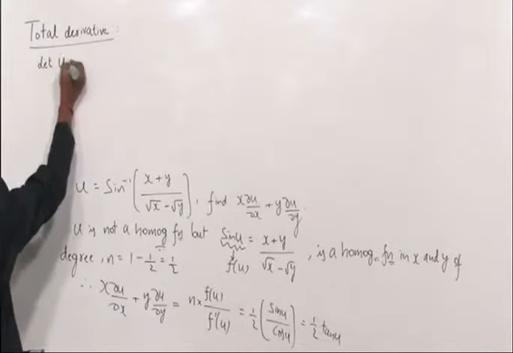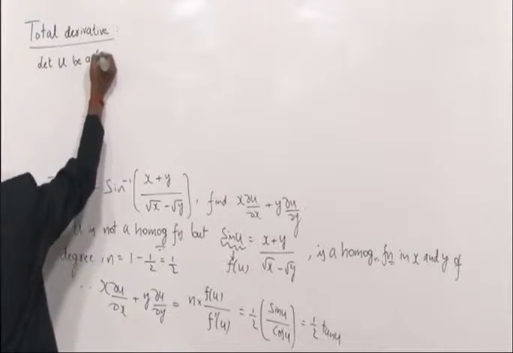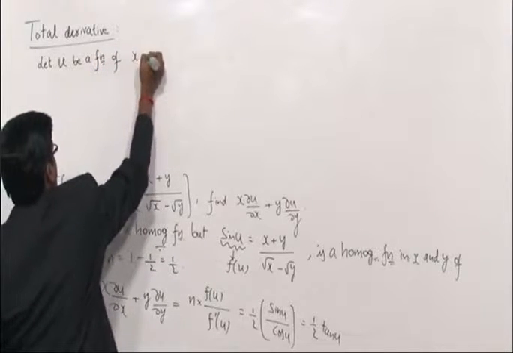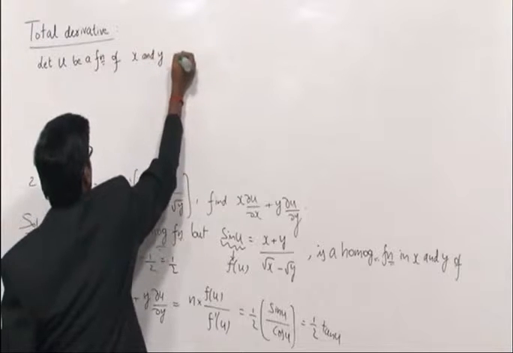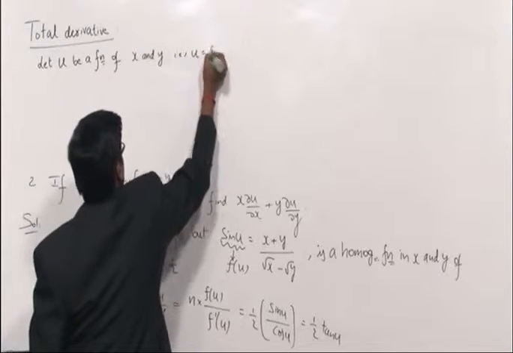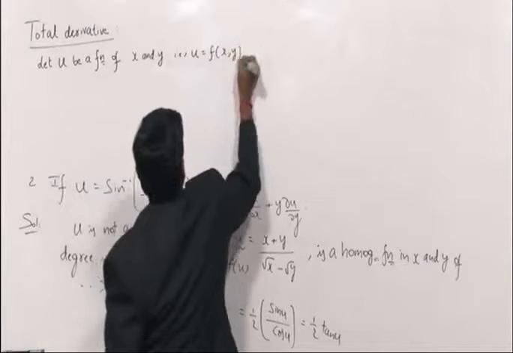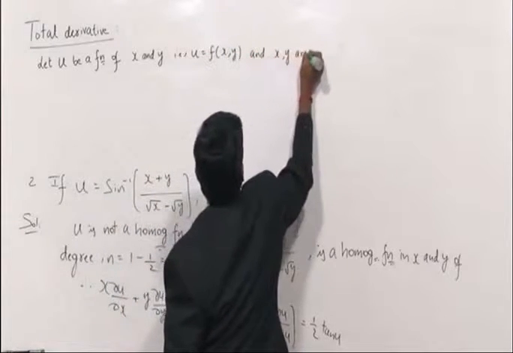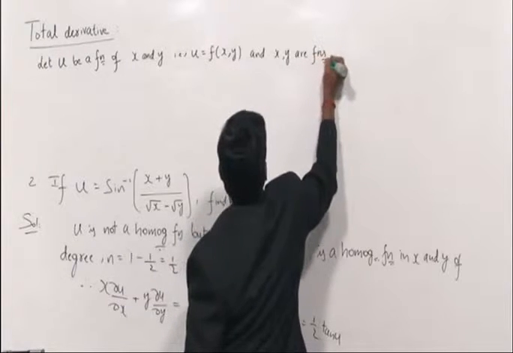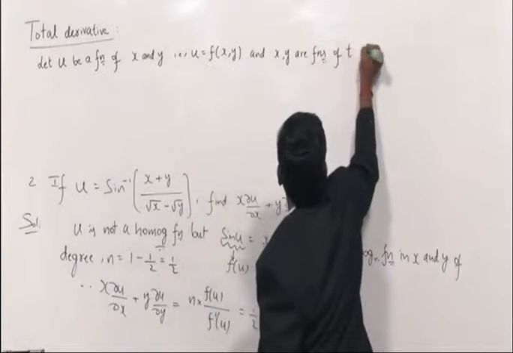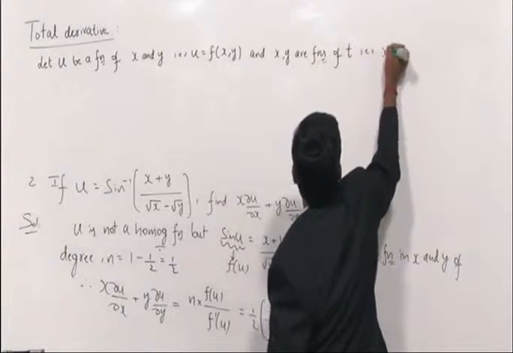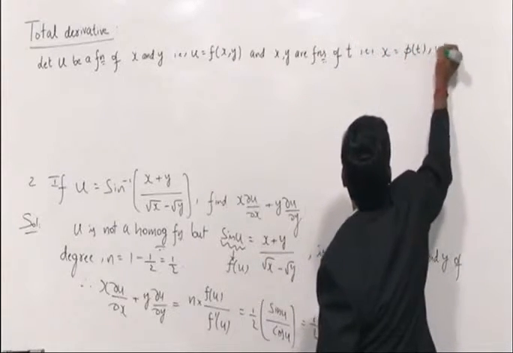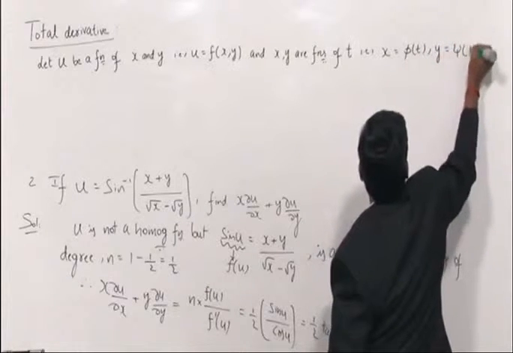Let u be a function of x and y, two independent variables x and y. That is, u is equal to f of x comma y, and x comma y are functions of t. That is, x is equal to some phi of t, y is equal to some psi of t.